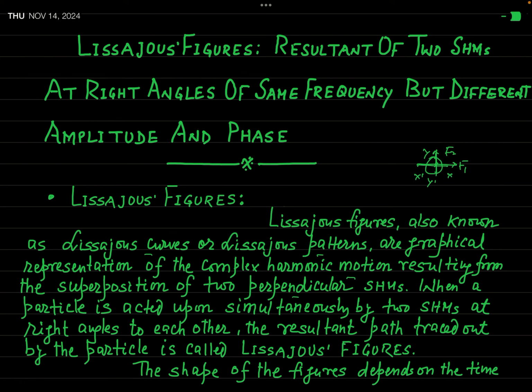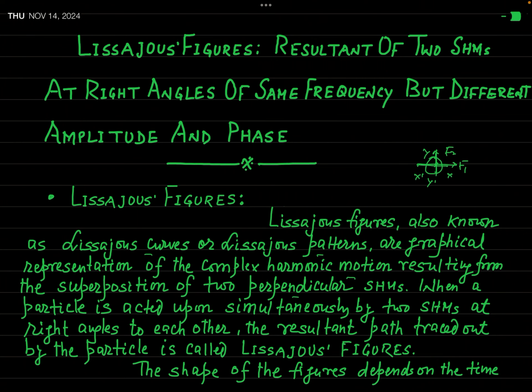So for different phase differences and for different frequency ratios, the path will be different. The path generated by the particle under the action of these two simple harmonic oscillations acting simultaneously is actually called a Lissajous figure. If the particle traces a straight line, the Lissajous figure will be a straight line. If it traces out a circle, the Lissajous figure will be a circle. If it traces out an ellipse, it will be an ellipse.